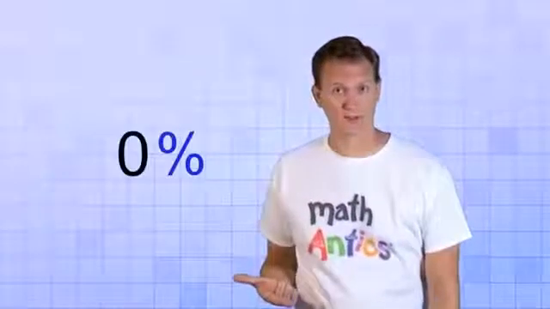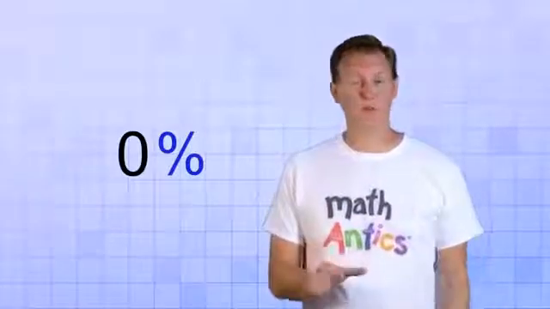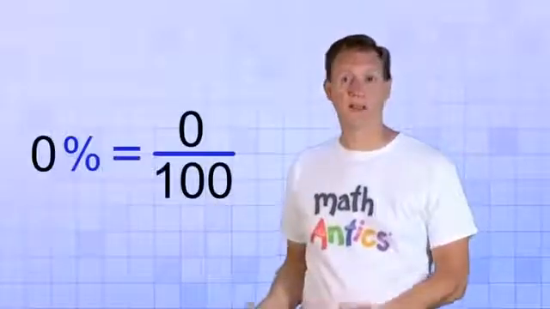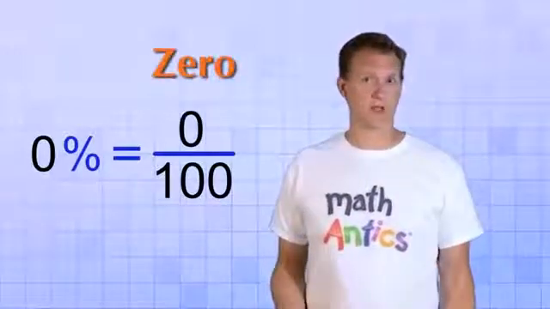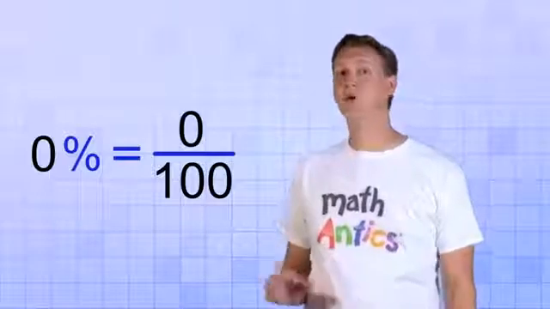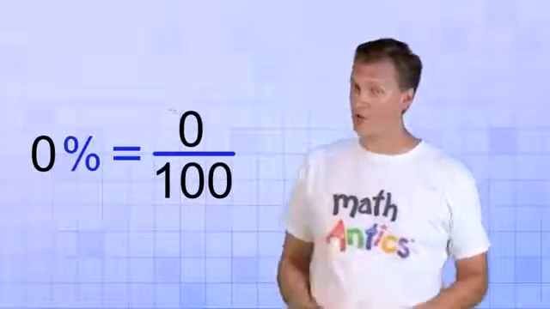There's a few other interesting percents that we should take a look at, like this one, 0%. Can you have 0%? Yes, 0% would just mean 0 over 100. It's what we like to call a zero fraction, because its value is just 0. Remember, it's okay to have 0 on the top of a fraction, but not the bottom.